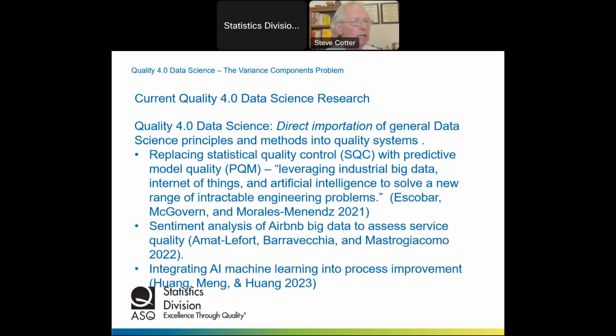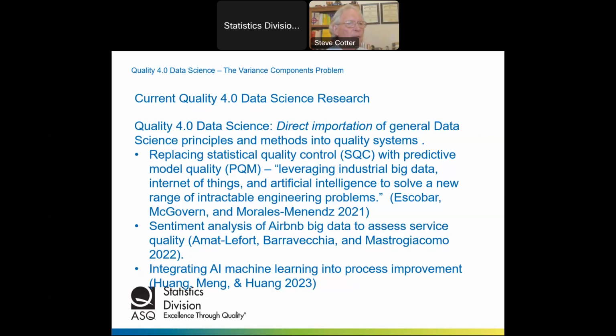Okay, so with that, based on my research at this point in time, I find that data quality 4.0 data science is the direct porting of general data science principles from business analytics or business intelligence, principles and methods, into quality systems.